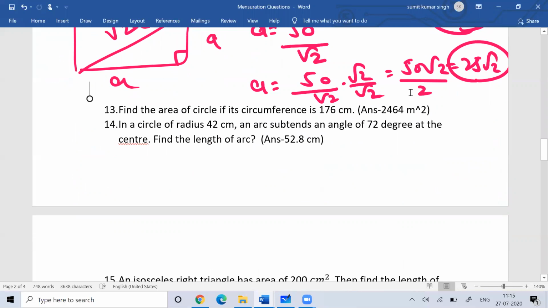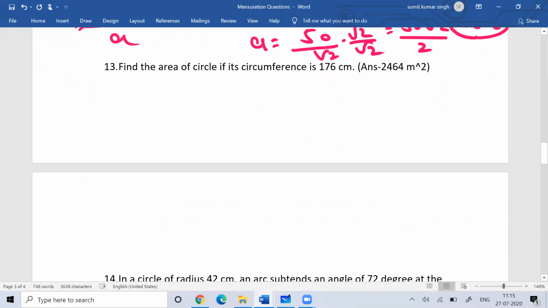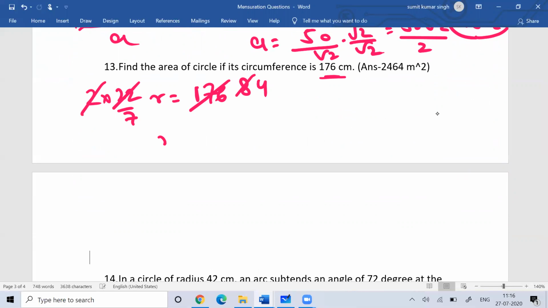Then the next question. Find the area of a circle if its circumference, 2 pi r, is 176. So 2 pi r, 2 into 22 by 7 into r is 176. So 8 fours are 32... this gives 4 sevens. So the r value is 28.